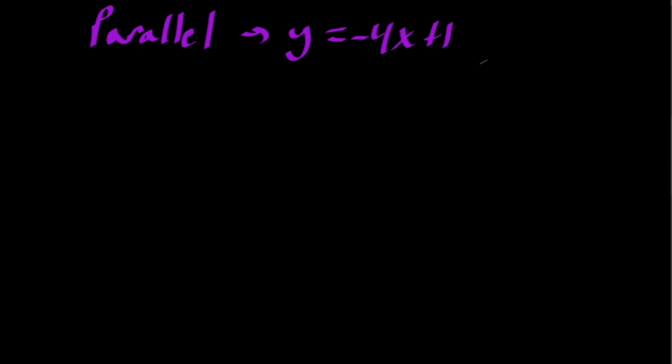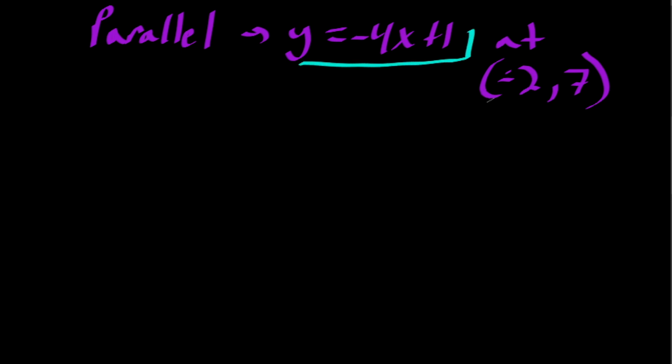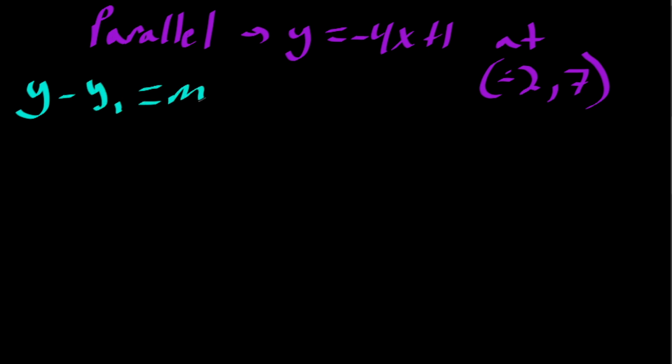It's going to say, write an equation that's parallel to this line, y equals negative 4x plus 1, and it has to pass through this point, negative 2, 7. So our job is to write an equation for a line that's parallel to this line and it has to cross through this point. Remember, any time we need an equation for a line, as long as we know a point and a slope, we can use the point-slope formula. And that's exactly what we need here.